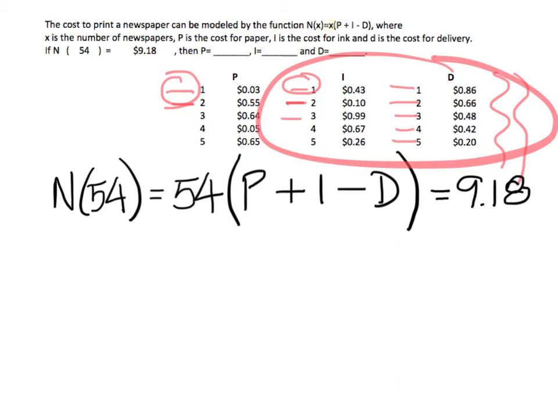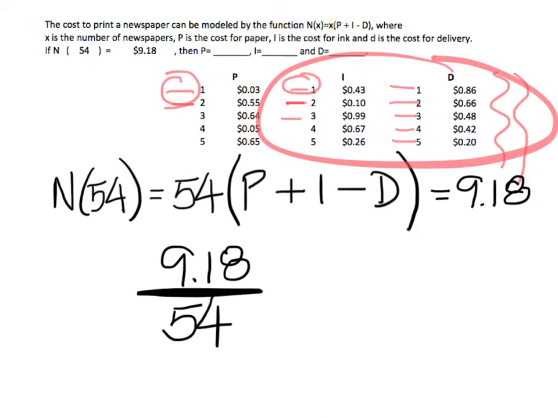But remember, you're supposed to come up with $9.18. So in your mind, you should be able to look at the first 2 items that you're adding together and taking away to come up with this. You've got to have $9.18, and if you divide that by 54, what will you come up with? 17 cents. That means that whatever you have in this quantity, P plus I and then take away D, must equal 17 cents.